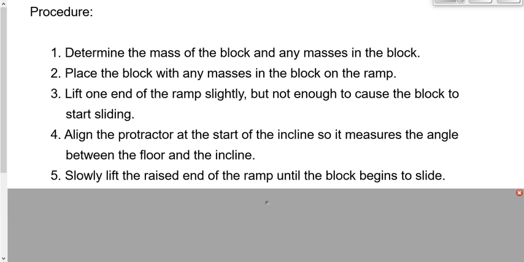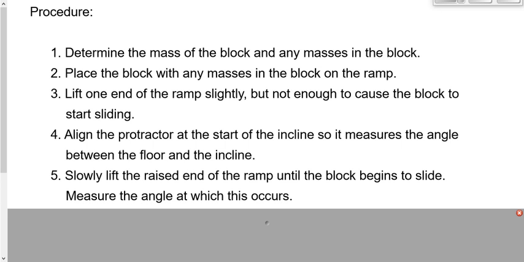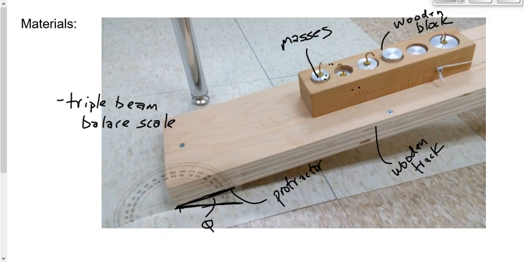When that block begins to slide, the F parallel, the force pulling it down the hill, will be equal to the maximum force of static friction. That's your way of determining what FSF max is. Does that make sense? Get F parallel. That gives you FSF max. But to get F parallel, you need to measure that angle at which that occurs. So back to this. Let's say that I lifted this end up so that this block started sliding. That's when I would measure this angle, measure and record that angle.